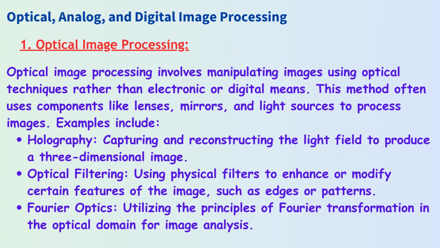The first one is optical image processing. Optical image processing involves manipulating images using optical techniques rather than electronic or digital means. This method often uses components like lenses, mirrors, and light sources to process images. Examples include holography, capturing and reconstructing the light field to produce a three-dimensional image. Optical filtering, using physical filters to enhance or modify certain features of the image, such as edges or patterns. Fourier optics, utilizing the principles of Fourier transformation in the optical domain for image analysis.